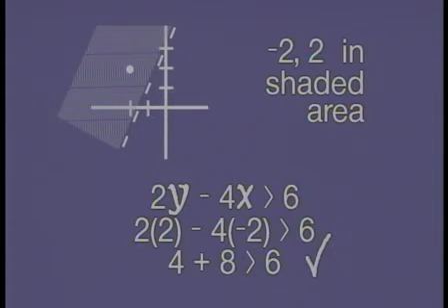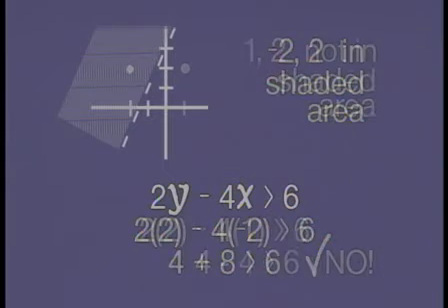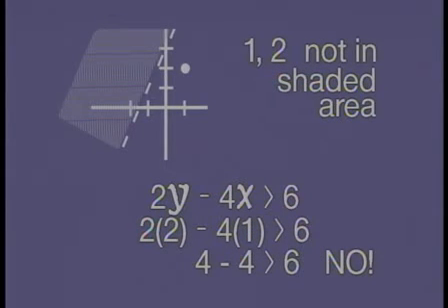Could we check other points in the shaded region? Of course. If you were unsure about something, check points where you think there might be a problem. They should all work. But there are also points that should not work. Obviously, any point that is not in the shaded region. So the next visual shows us a point, 1, 2, which is obviously not in the shaded region.